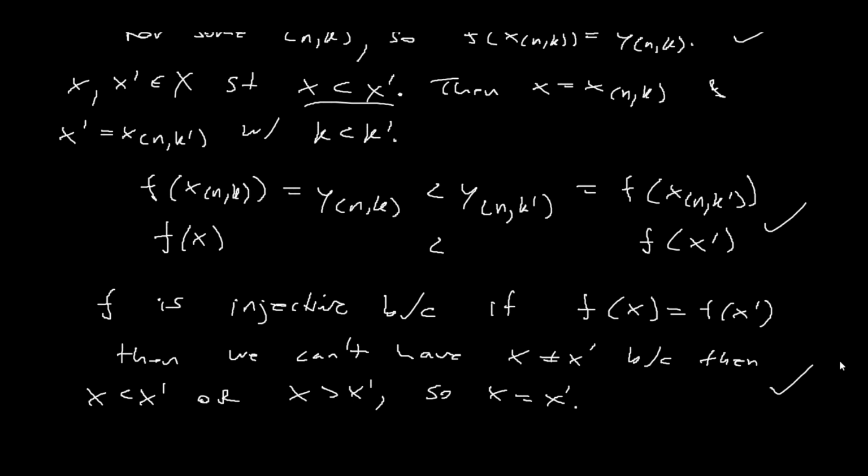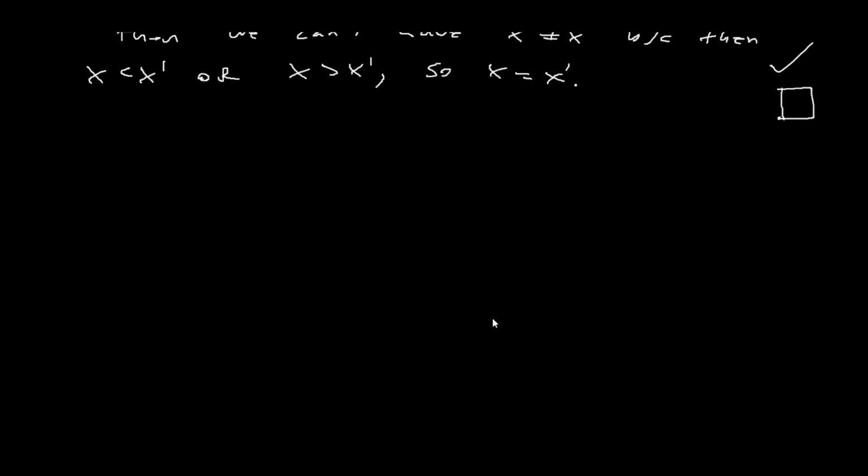And together, this is enough to prove the original proposition, because f is now shown to be surjective and injective, so it's bijective. So it's a bijection that preserves the ordering relation, and thus it's an order isomorphism from X to Y. Okay, great.